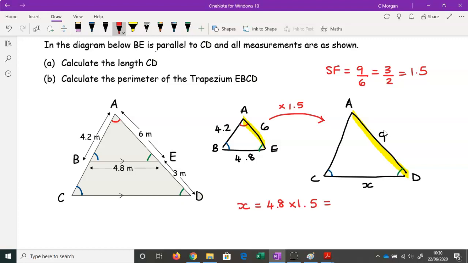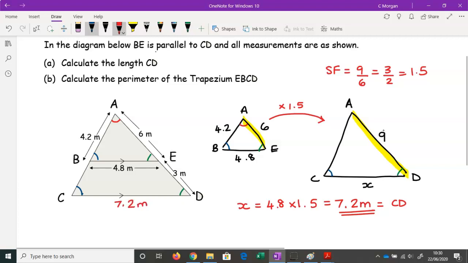So I'm going to do that. I get 7.2, I do believe. So x is 7.2 meters, which is length CD, which is what we were asked to do. Now I've got to calculate the perimeter of the trapezium EBCD. So I can see that side CD is the one I've just found, which is 7.2 meters.